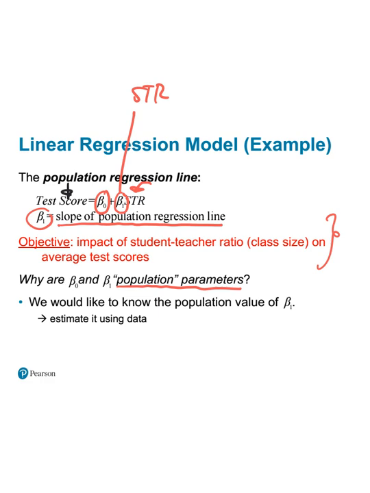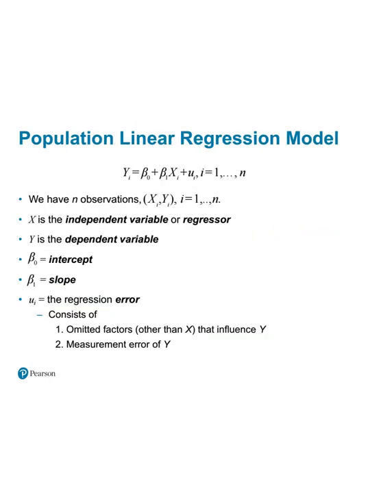But the reality is here, population parameters, they're not achievable. They're not accessible. They don't exist. It's just hypothetical. Right? So we would like to know the population value of beta 1, but we'll never know this. So what do we do instead? We estimate it using data, the next best thing. So taking some time to look at the actual notation of our population linear regression, let's break this down and talk about this so that we have a solid foundation moving forward in the course.